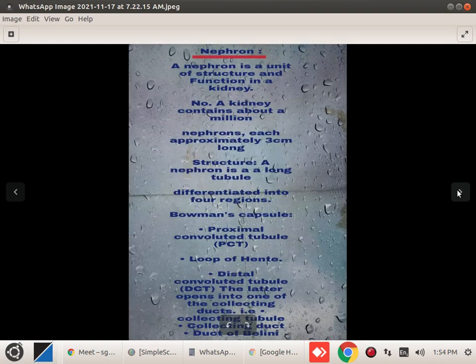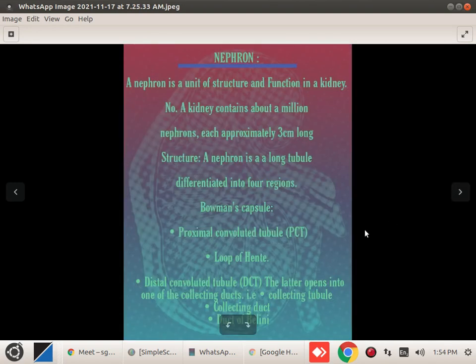See, this one is more clear, I think, in front of you all. I have given some points over here. A nephron is a unit of structure and function in a kidney. A 1 mark question always used to come: what is the structural and functional unit of the kidney? That is the nephron. A kidney contains about 1,000,000 nephrons. Keep it in mind. How many nephrons are in a kidney? About 1,000,000. Usually children used to write 100, 3, like that.